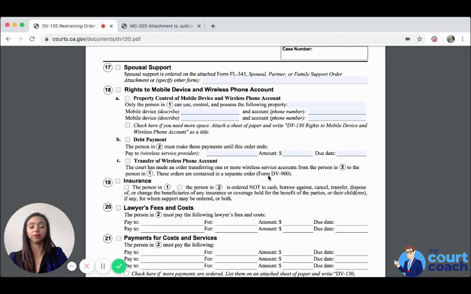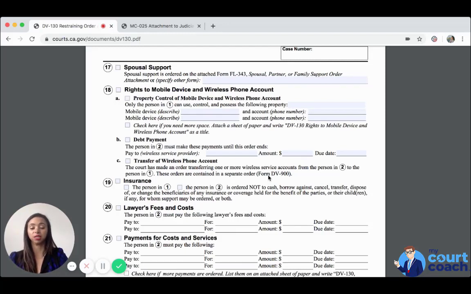Rights to mobile device or wireless phone account. You'd want to fill out the mobile device and the account number, and then the court might order that, or if they don't order that, then they will cross it off and initial next to it. Same goes for the debt payment. You want to include the wireless provider and the amount and due date, and then you should not check off C. The court will check that off if they did grant that to you.